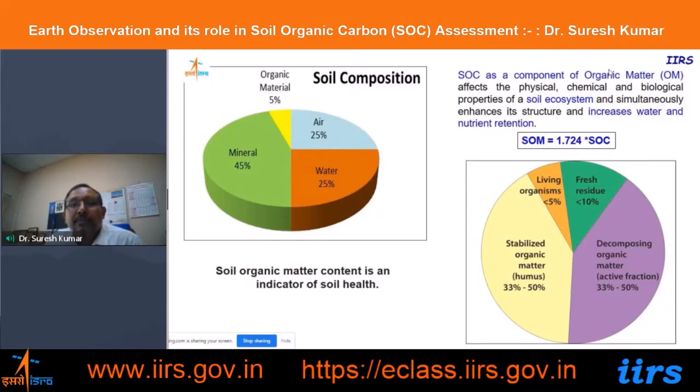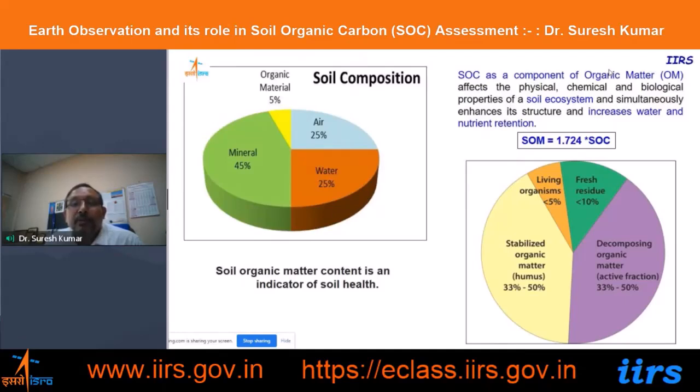meter depth 1500 petagrams. So you can see soil has the largest pool among the various components of the earth's surface. Soil has 3 times more than your vegetation pool. So soil can play a greater role in climate change regulation or CO2 contribution into the atmosphere. This soil carbon is also playing an important role.